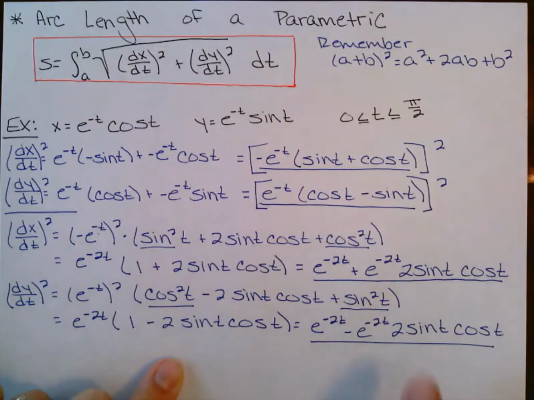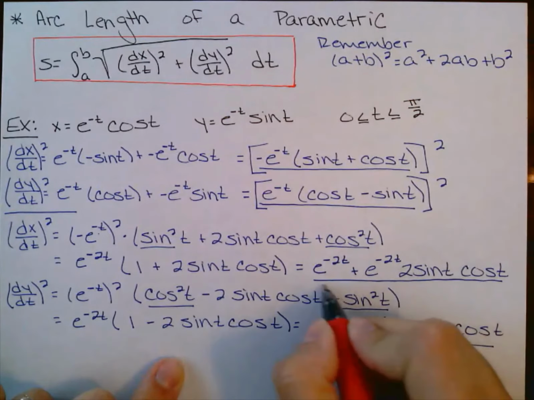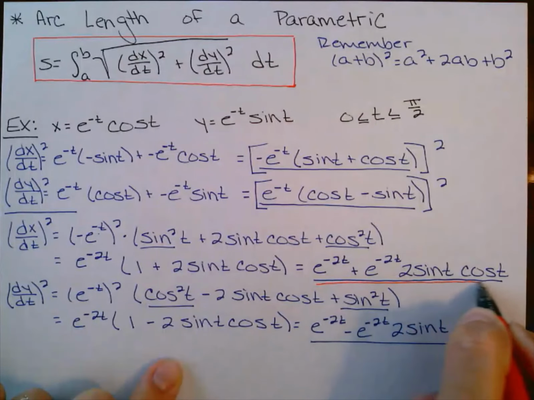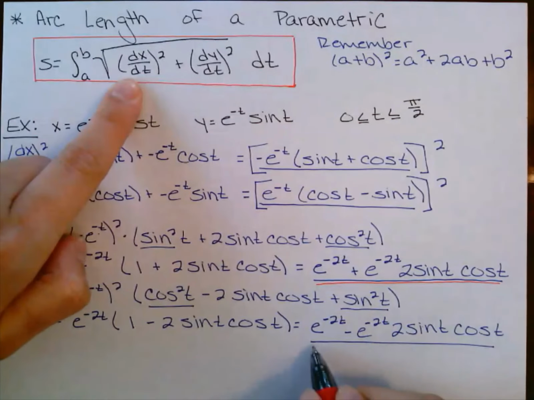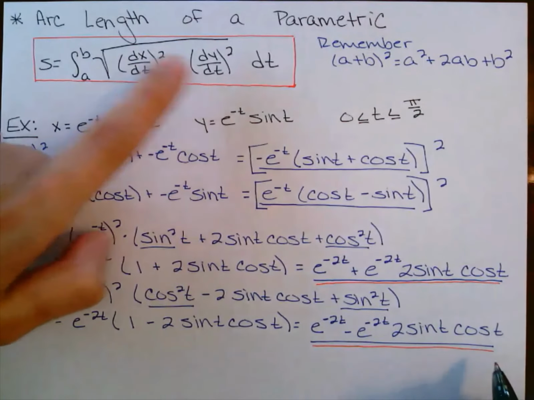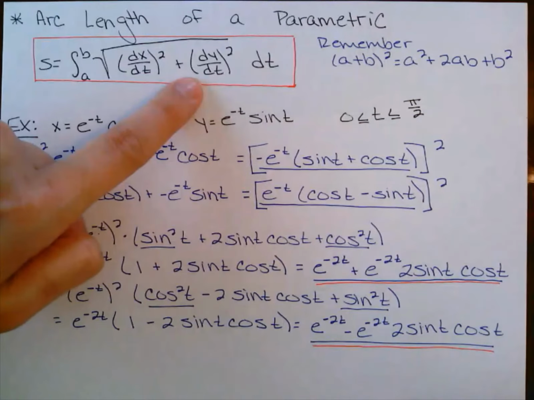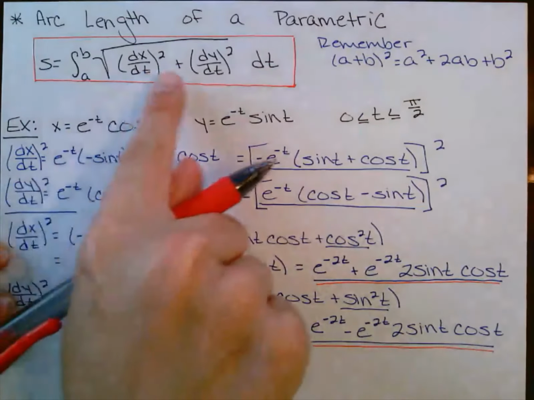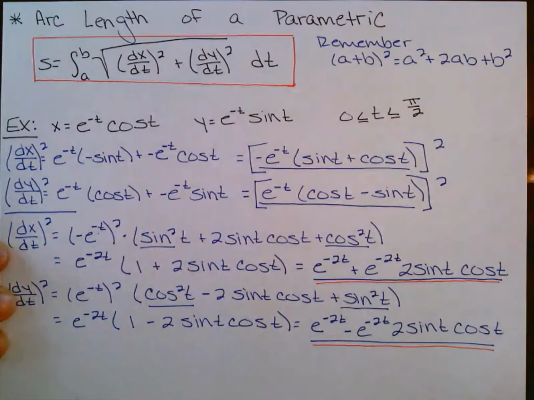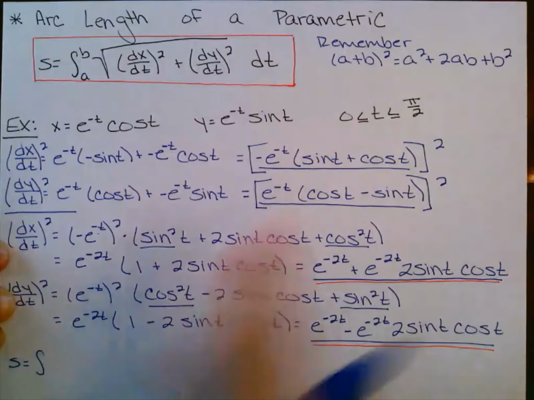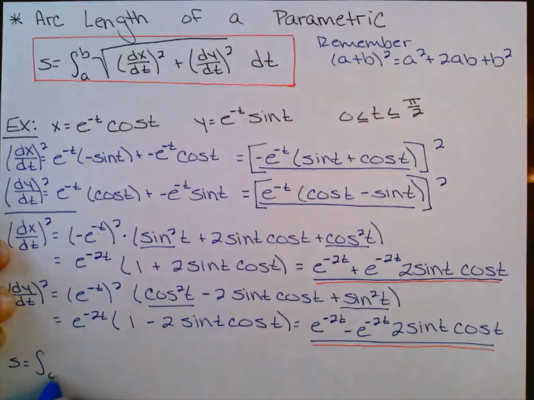All right, so now let me get a red pen just so we can see. This that I cleaned up is this first portion. It's the derivative squared. And this that I cleaned up is this portion, the derivative of y squared. My next step in this formula is going to be to add them together. Okay? So I can say that my arc length is equal to the integral from a to b, which in this case we say from 0 to pi over 2.